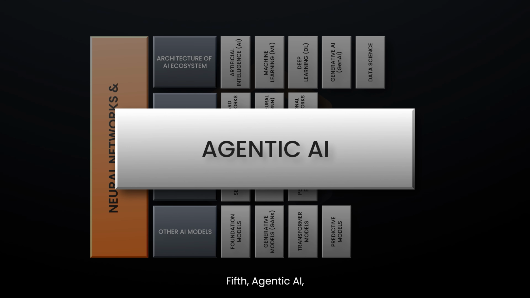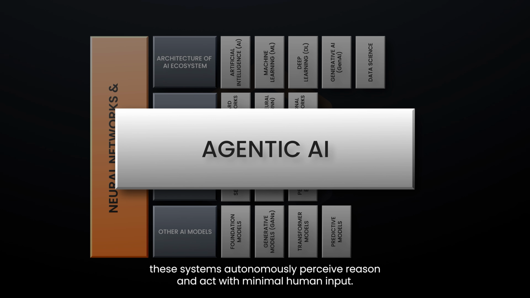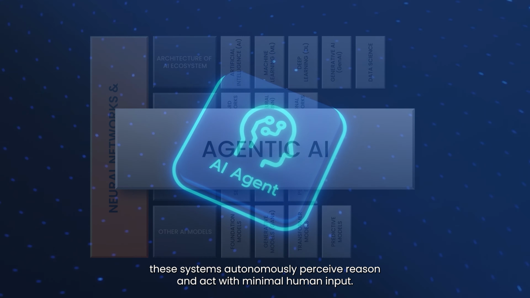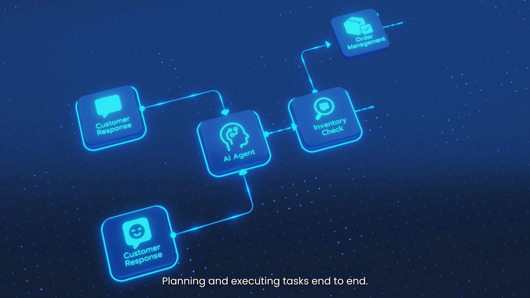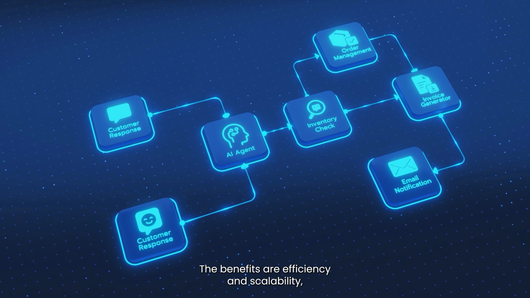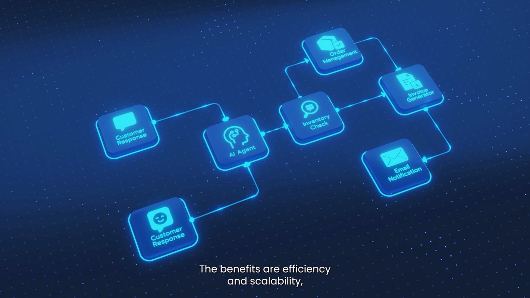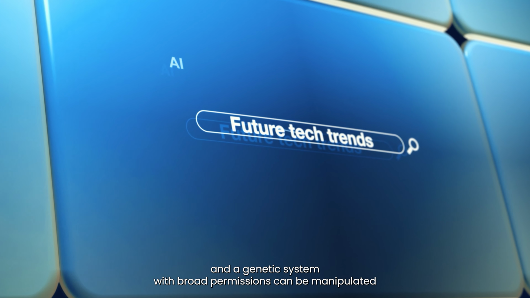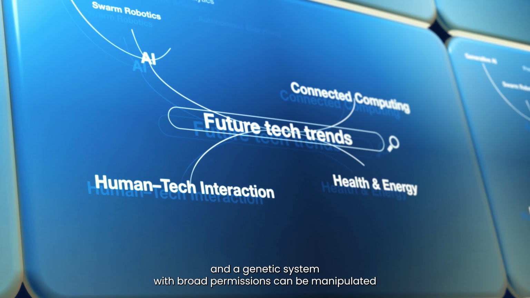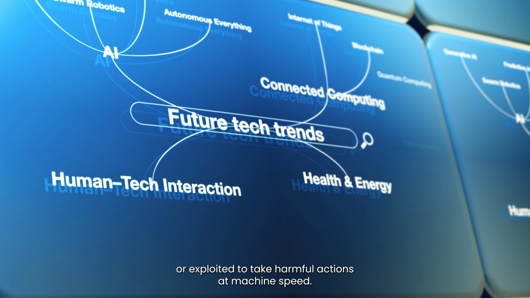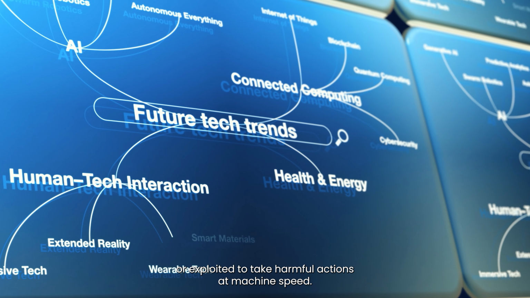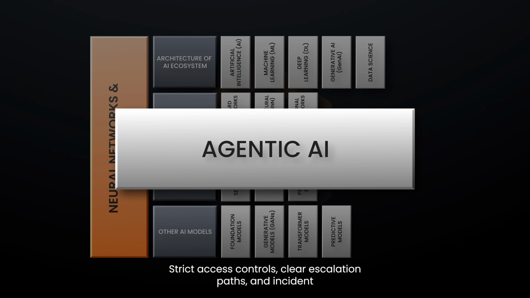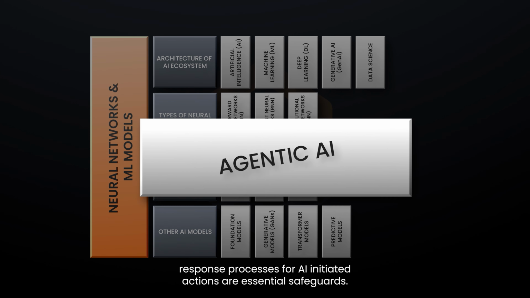Fifth, agentic AI. These systems autonomously perceive, reason, and act with minimal human input, planning and executing tasks end to end. The benefits are efficiency and scalability, but autonomous action expands the attack surface. An agentic system with broad permissions can be manipulated or exploited to take harmful actions at machine speed. Strict access controls, clear escalation paths, and incident response processes for AI-initiated actions are essential safeguards.